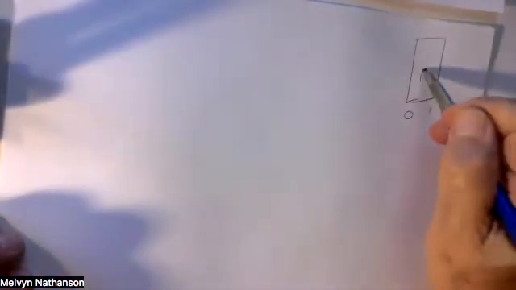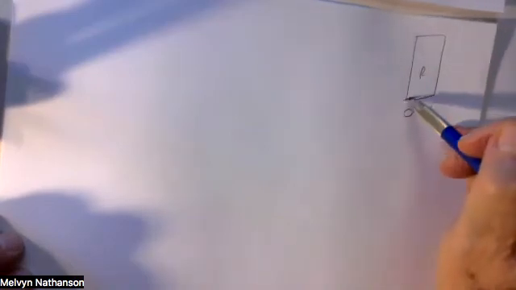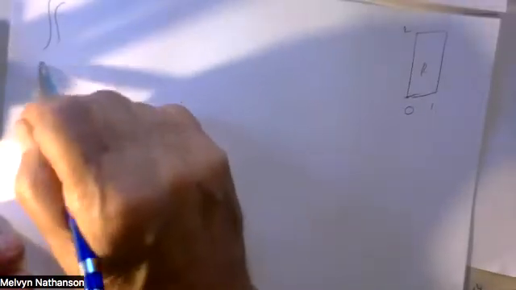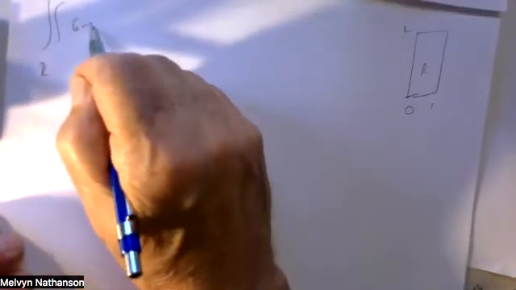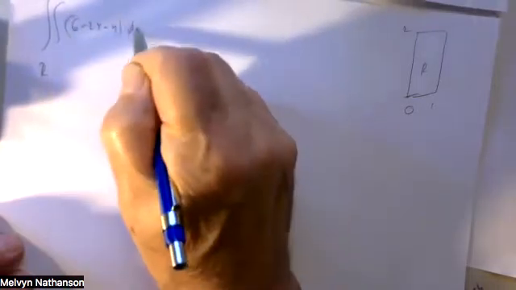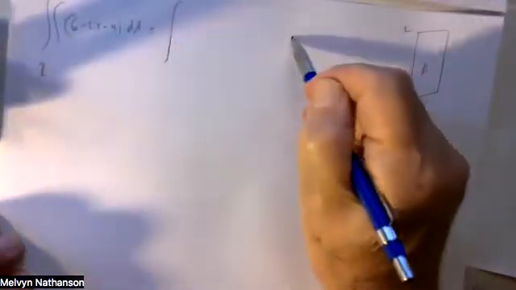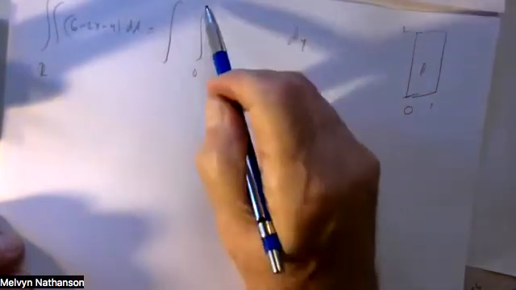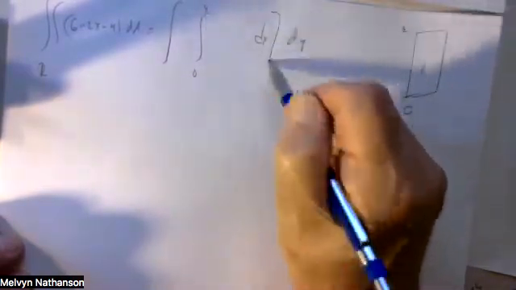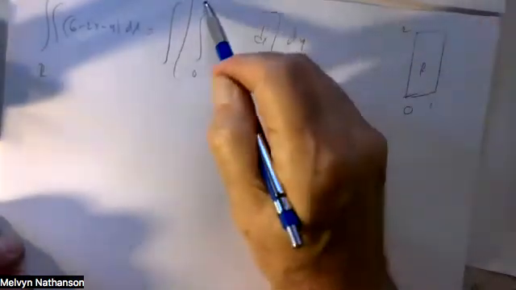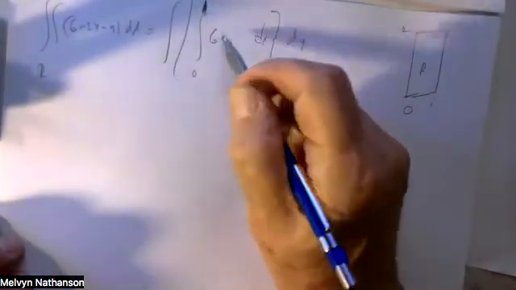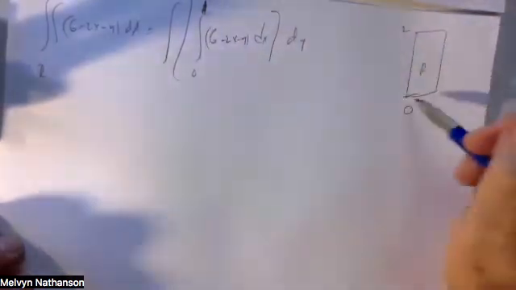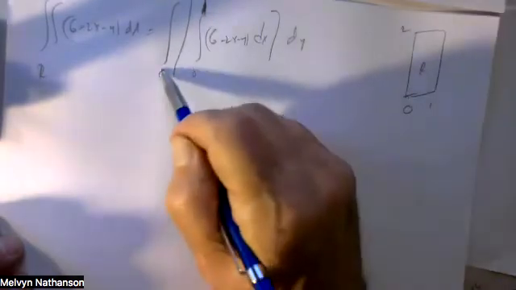Again, here's my rectangle. So this double integral over the rectangle, 6 minus 2x minus y dA. If I integrate inside with respect to x first, so x goes from 0 to 1, 6 minus 2x minus y. And then I'm integrating that with respect to y from 0 to 2.